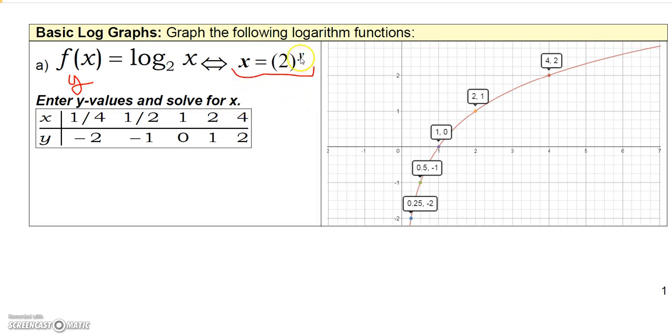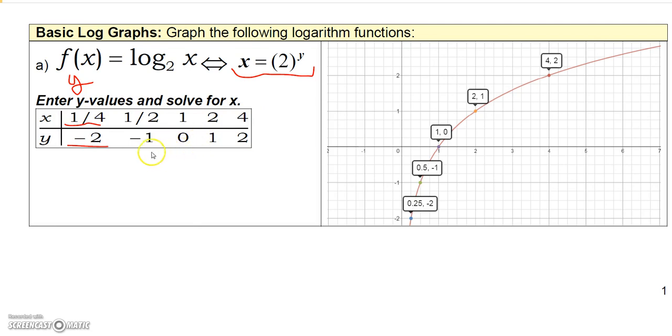Now, if I want to graph this, it's going to be easier to pick y values and get the corresponding x. So I'm going to pick y values. So I'm going to let y be negative 2. And then when I raise 2 to the negative 2, I'll see that x is 1/4.